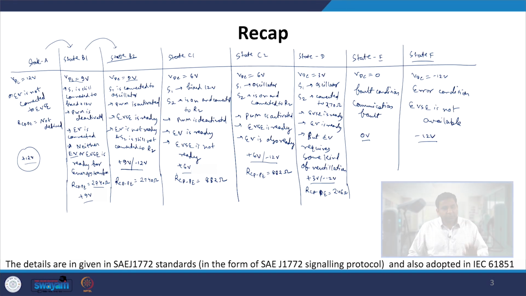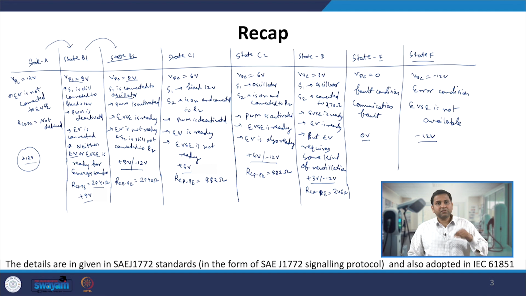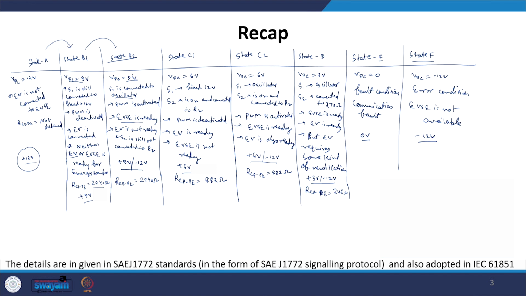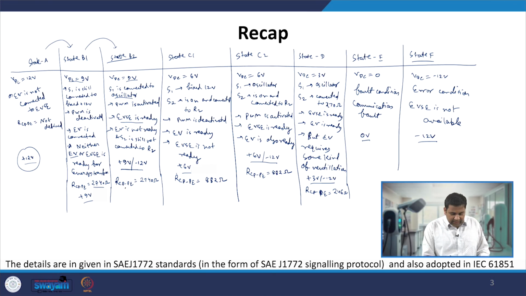However, the S1 switch in the EVSE will now be connected to the oscillator. Since it is now connected to the oscillator, the PWM is activated between the CP and PE pin, and that indicates that EVSE is ready. And since there is 9 volt and the EV does not change its S2 switch position, that indicates that the EV is not ready for charging, and switch S2 is still not connected to R2 resistance. And during that time, the resistance between CP and PE pin was 2740 ohm.